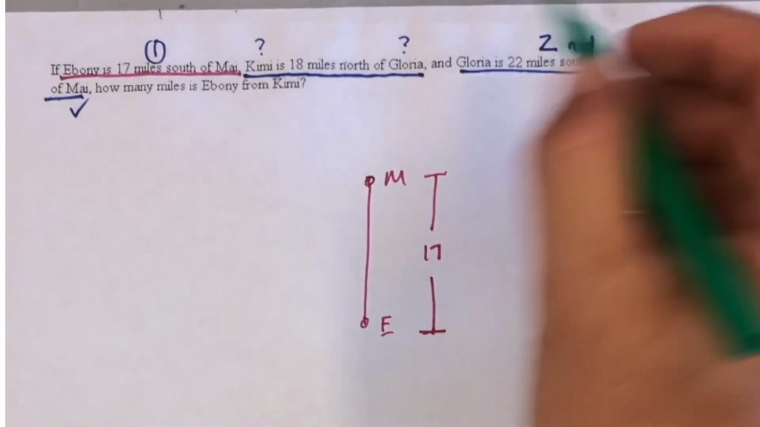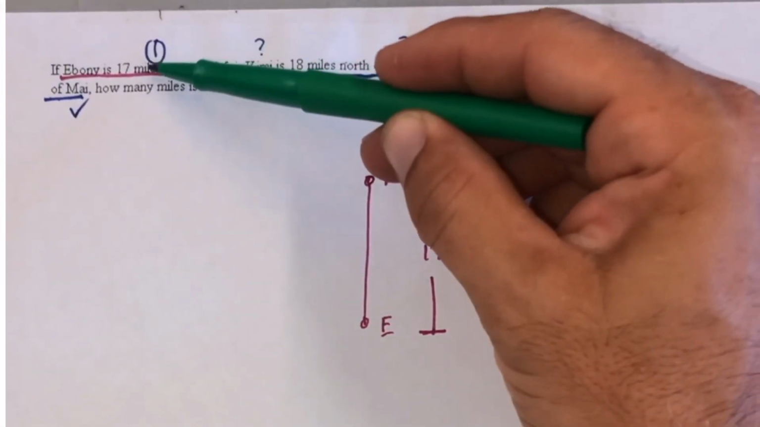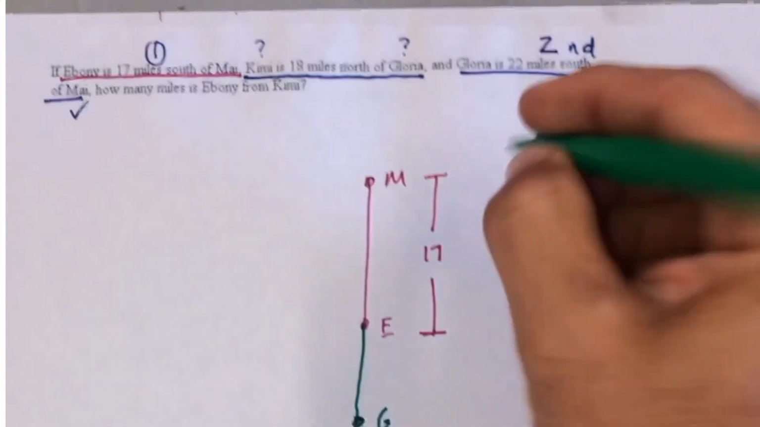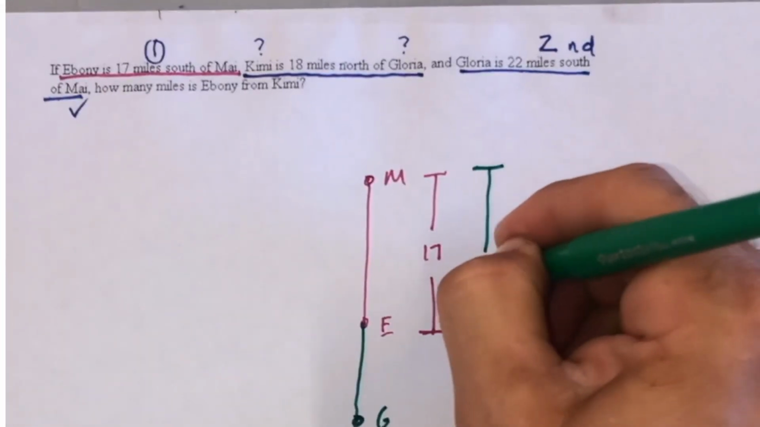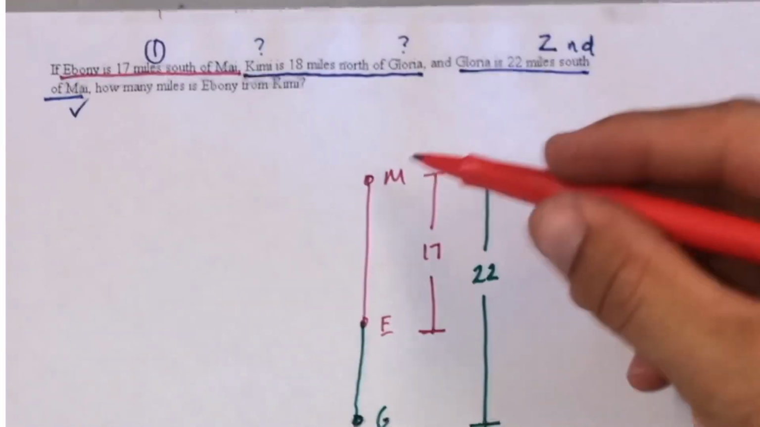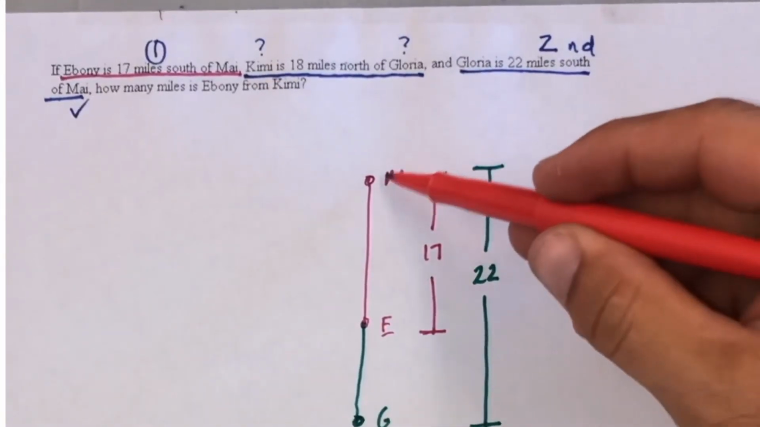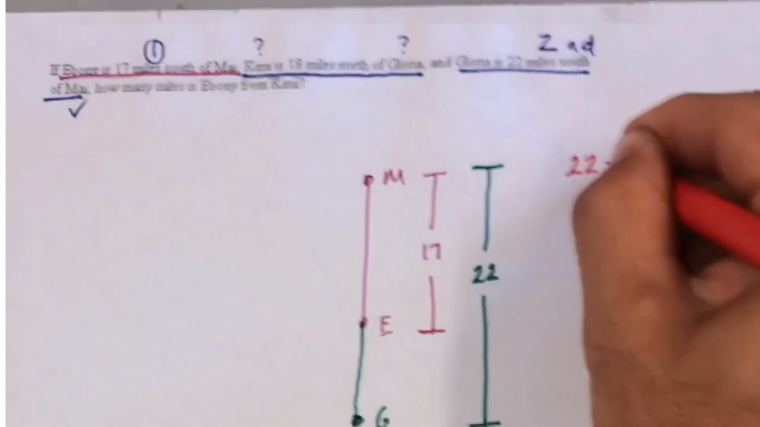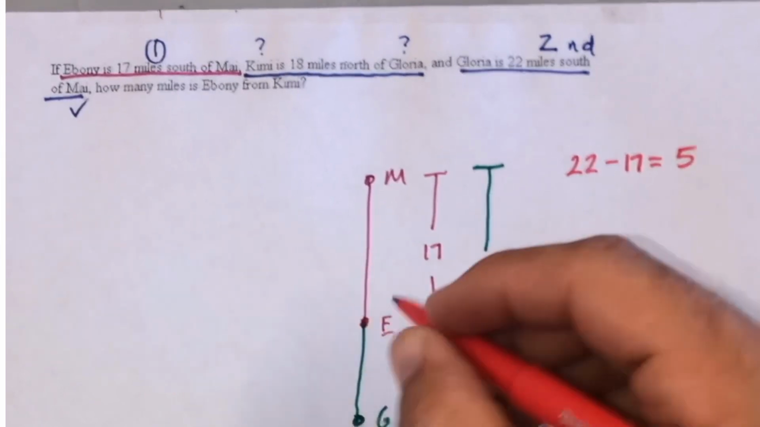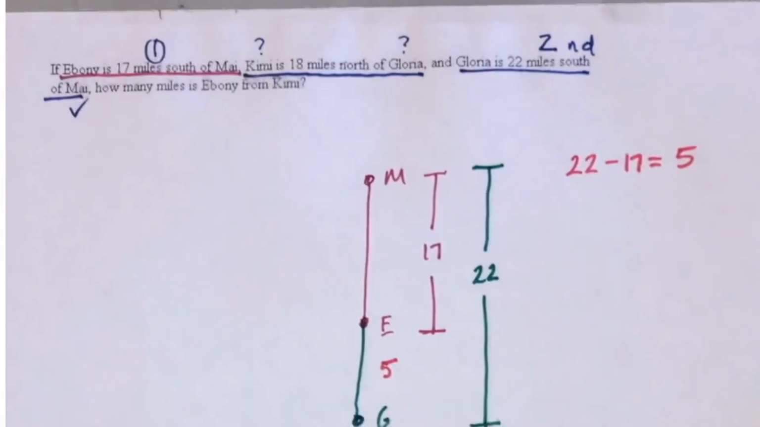Now, if Gloria is 22 miles south and Ebony was 17 miles, well, Gloria is probably going to be further away, right? Because her distance is greater than Ebony's. Her distance is 22. Now, that allows me to fill out a couple things right away. Since from Mai to Ebony is 17 and from Mai to Gloria is 22, the difference is 5. So I know and can fill out that Ebony is 5 miles from Gloria. So that helps me start to fill out some of the missing pieces.